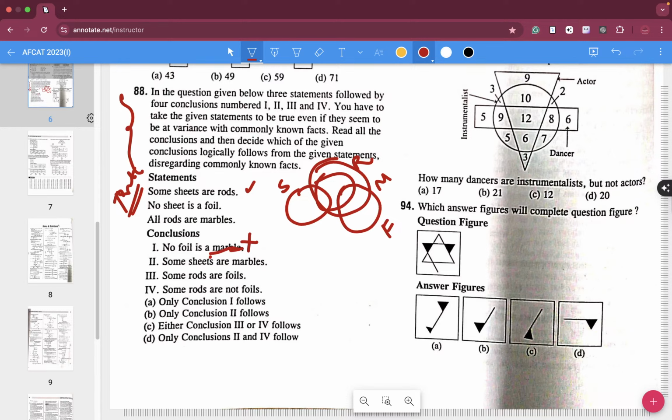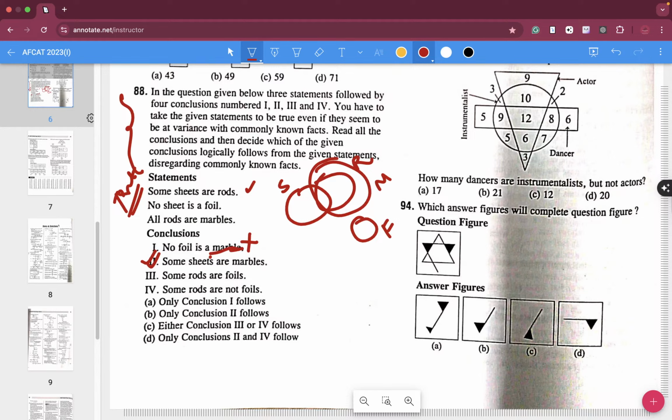Some sheets are marble. Yes, this is surely given. Some rods are foil. Again, I don't think we can really conclude that. If F is here, then what will you say? Then it goes on to a toss.